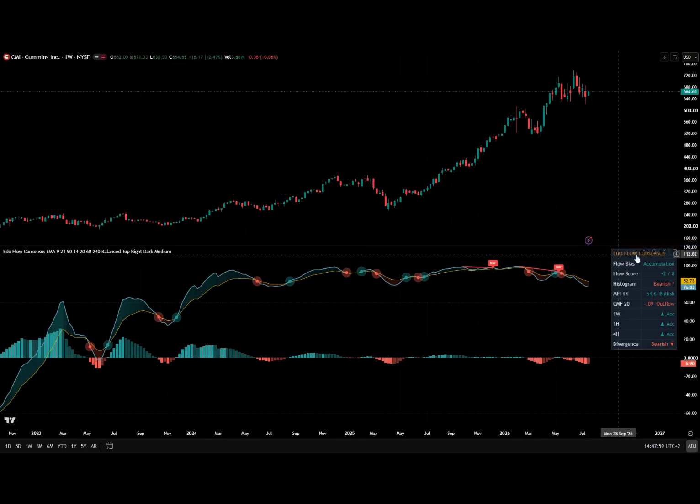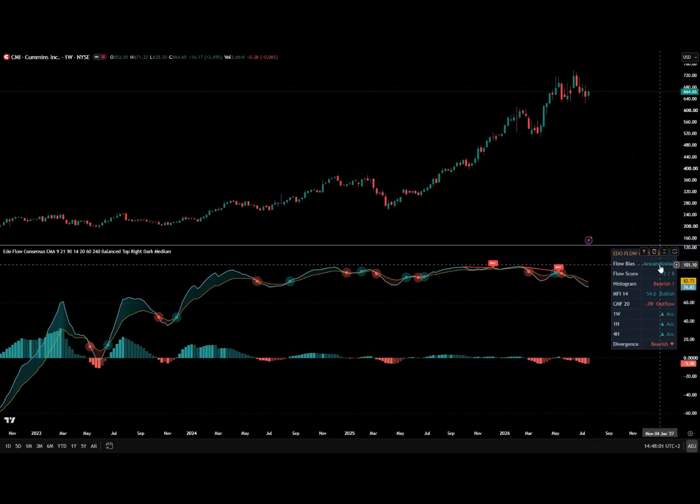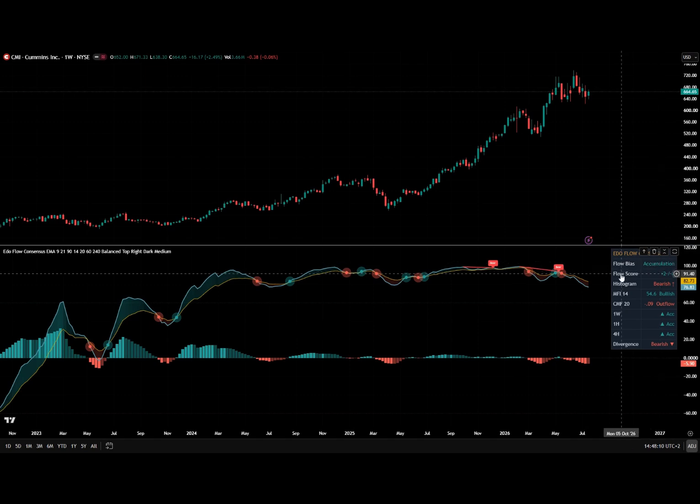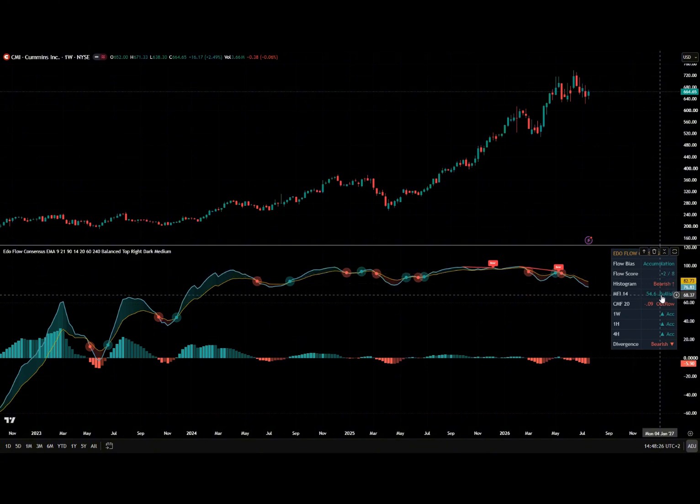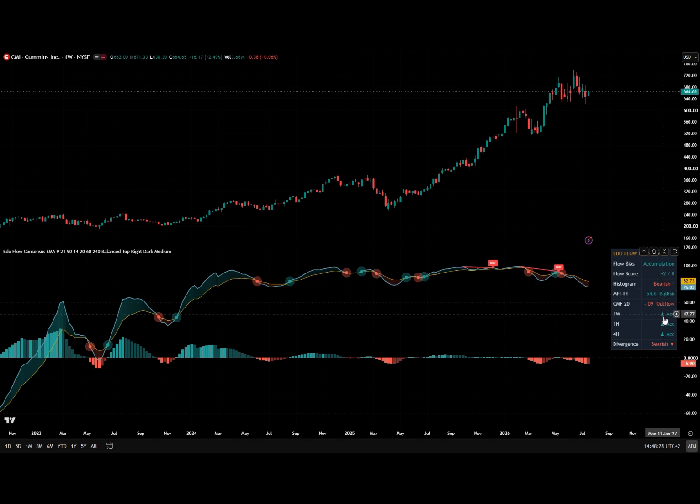The top two rows are the summary. Flow bias reads accumulation, distribution or neutral, which side the money is on. And flow score puts a number on the strength of that agreement, out of 8. A bias with a score of +2 is a hint. The same bias with a score of +7 is a different animal. The score is built from every row below it, so when you see a high number you can always trace where it came from.